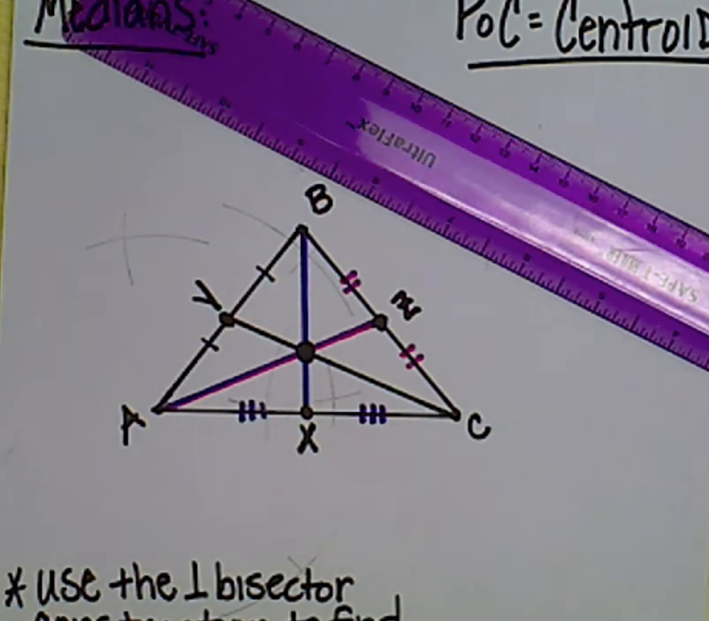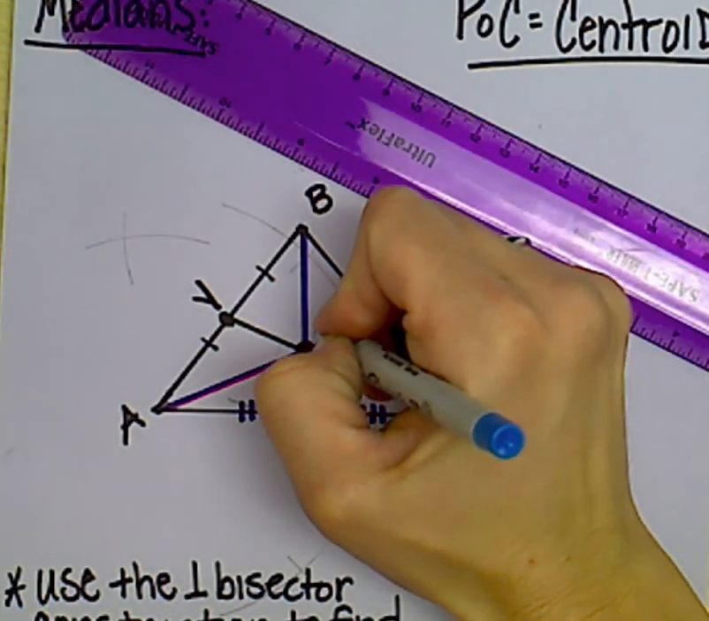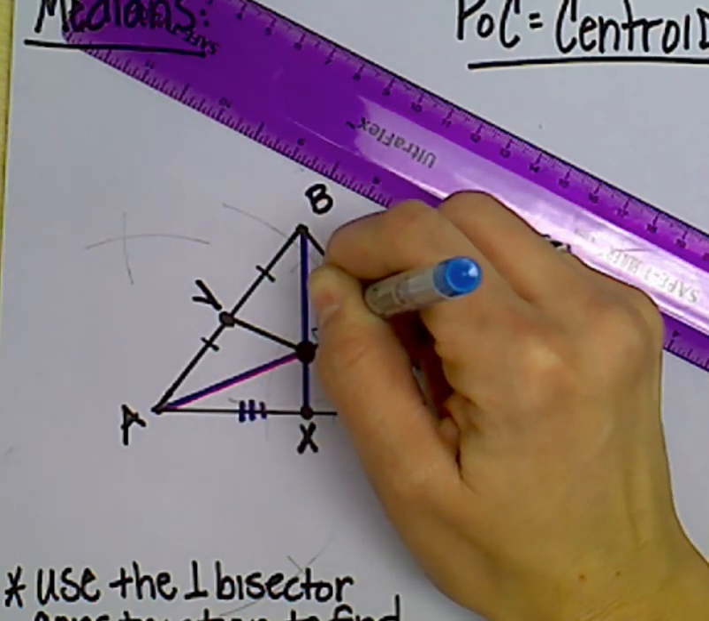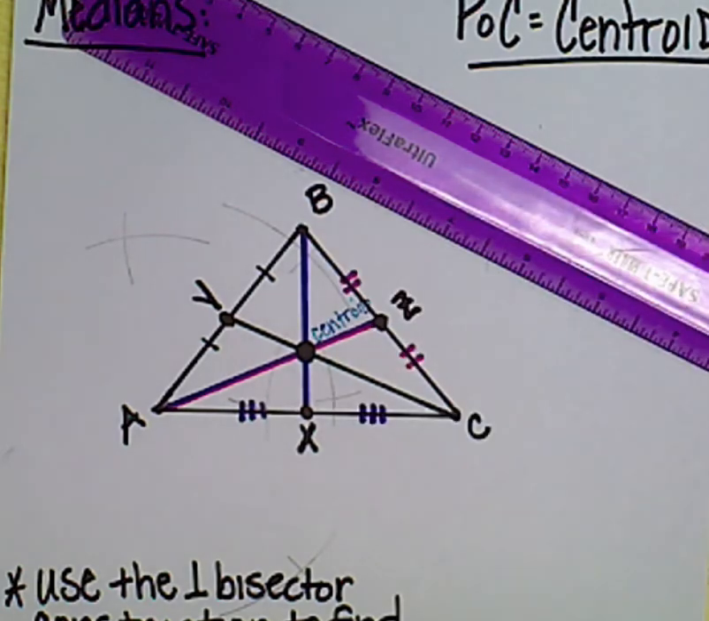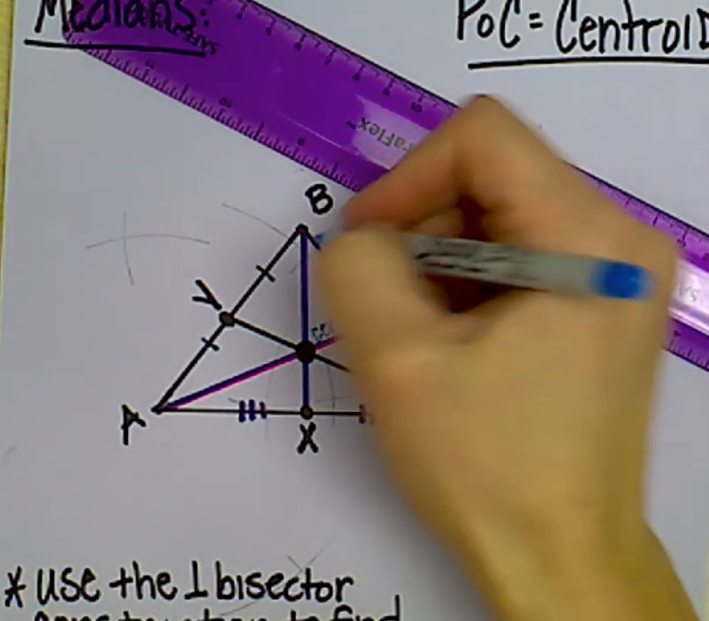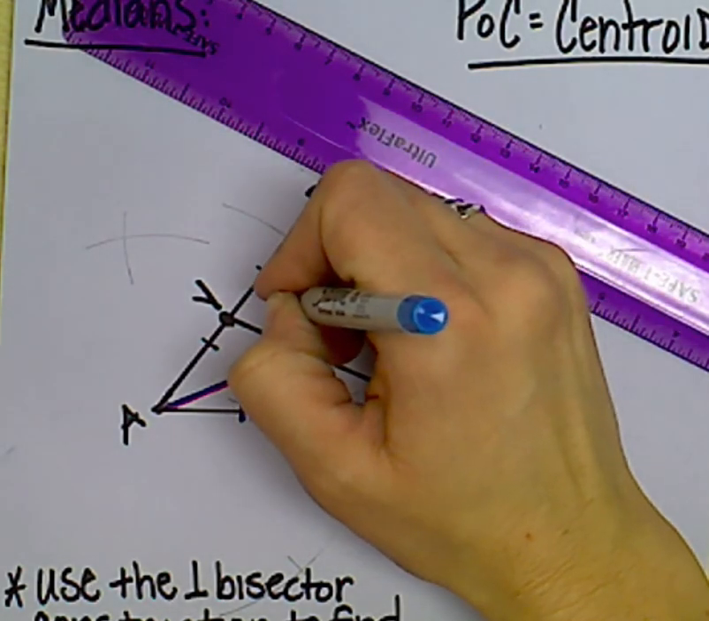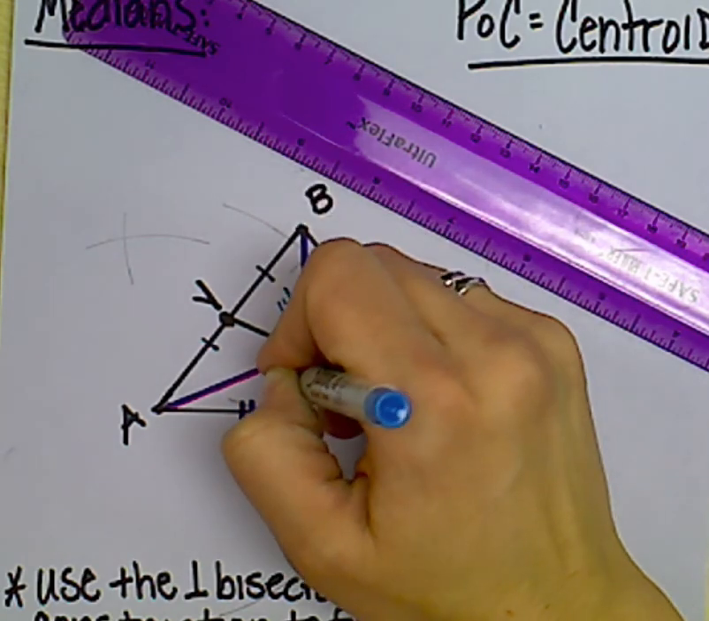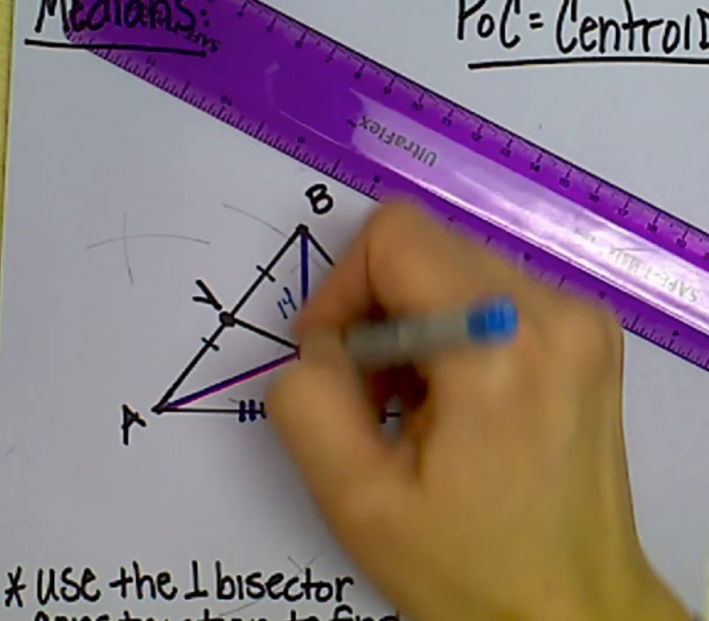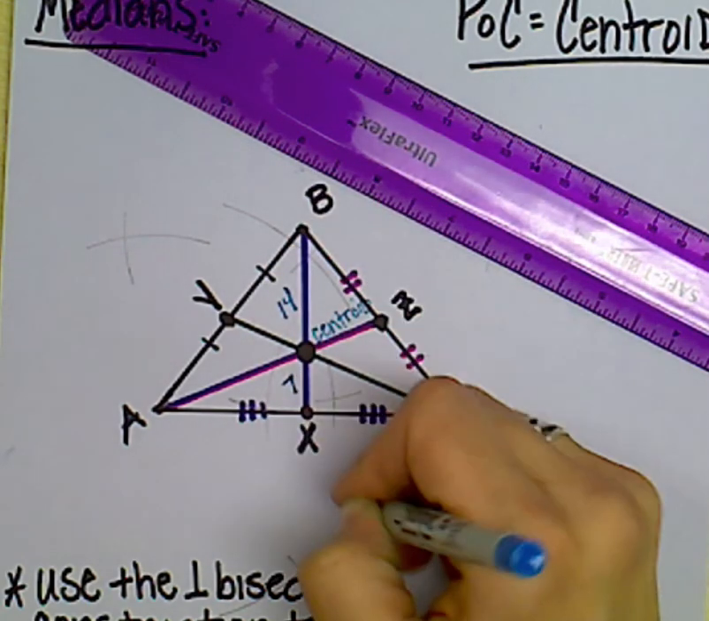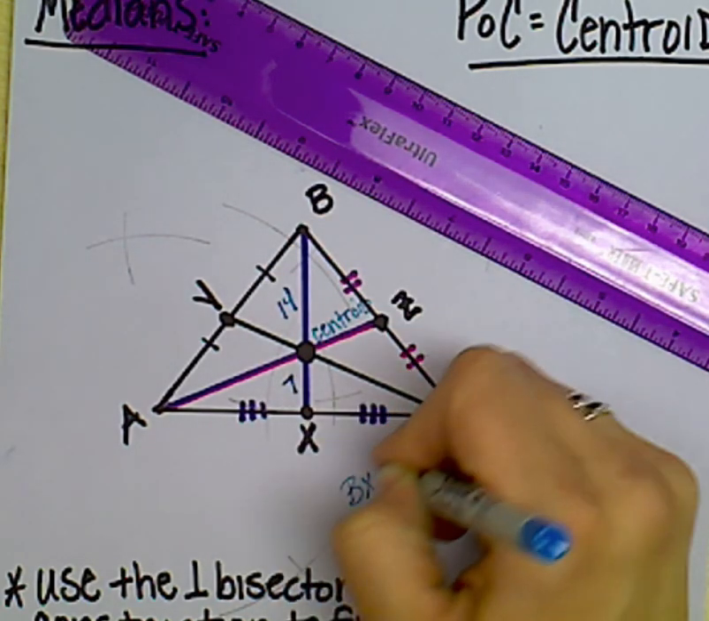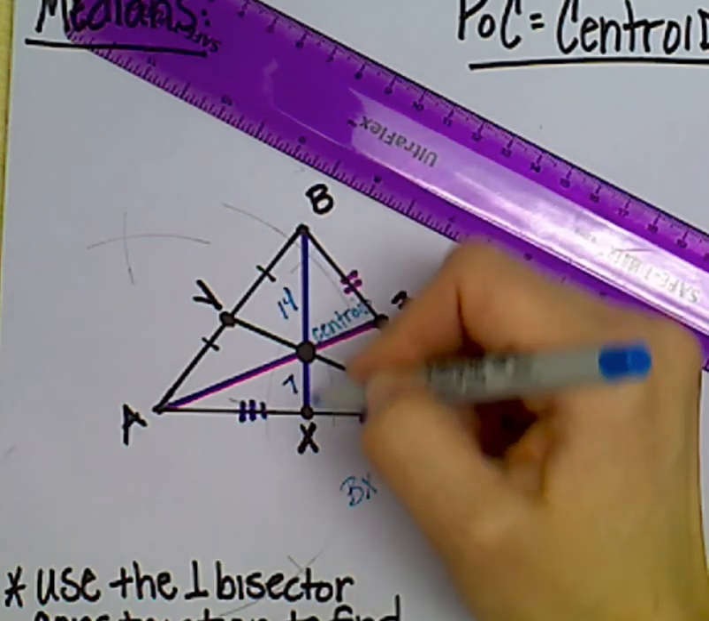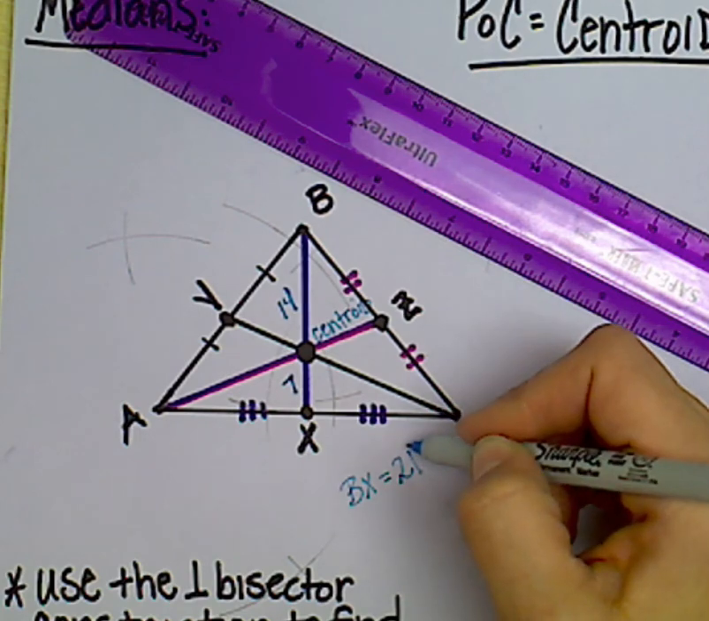Now remember, our centroid holds properties, and it's 2/3 of the median. So for instance, if this is 14, this is 7, because the entire length of BX is 21. So 2/3 to 1/3 to create the full length of the median.